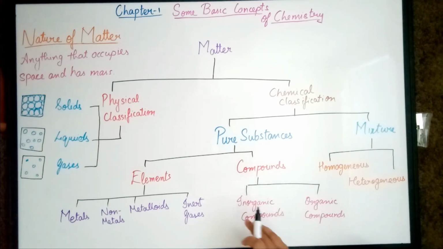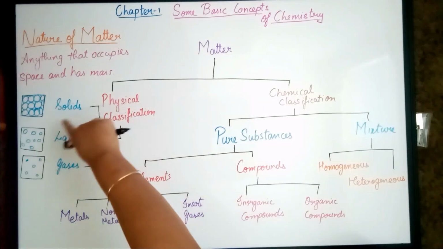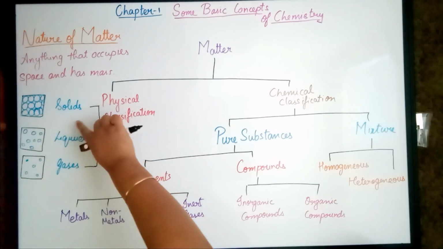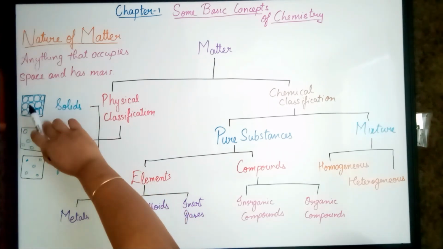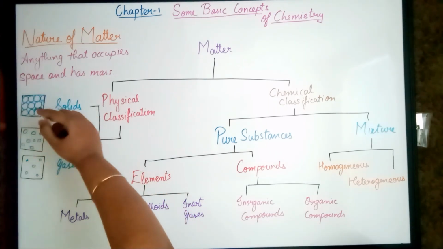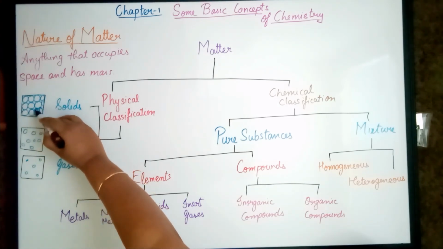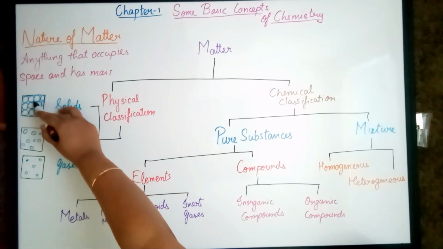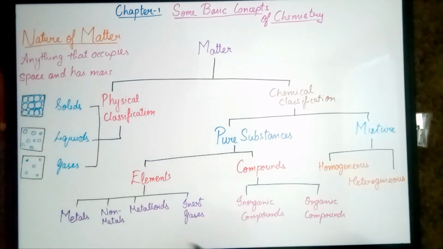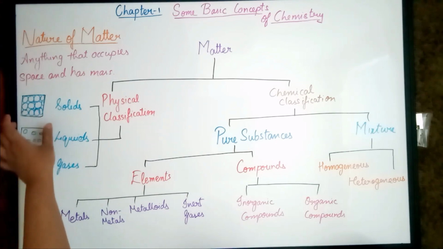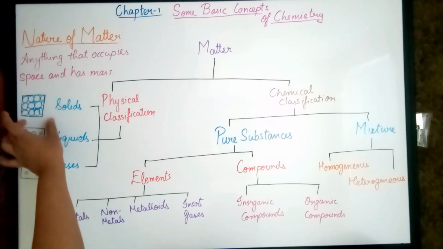The physical classification is something that we've all learned in our lower sections, so I'm just going to quickly run through it. You have solids, liquids, and gases. The main way you remember the properties of solids, liquids, and gases is by understanding their arrangement. In solids, the particles are very closely attached. If you see this, hardly any gap, which means that these particles have a lot of attractive forces between them. They have a high intermolecular force of attraction.